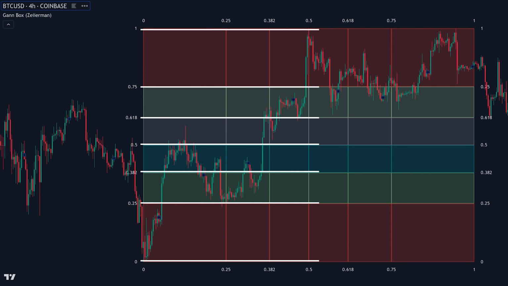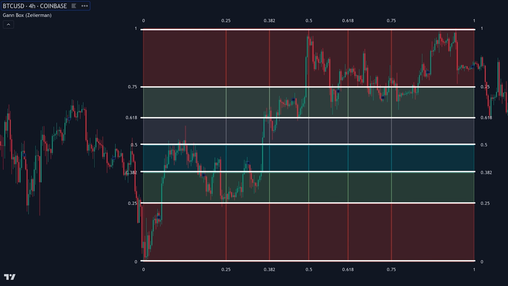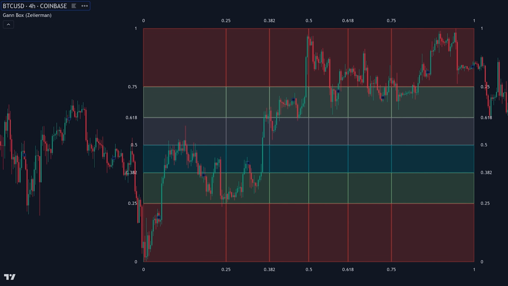This box is then divided according to specified percentages, which highlight potential support and resistance levels. These levels are crucial as they represent key points where the market might react, providing traders with valuable insights into market trends, timing, structure, and potential future price movements. This comprehensive understanding makes it easier to make informed trading decisions.